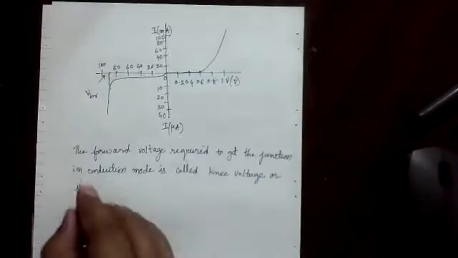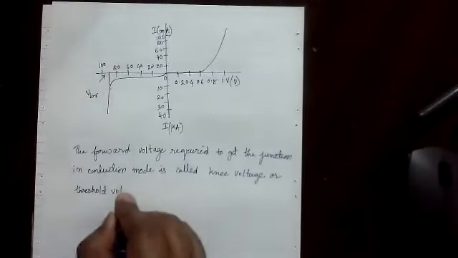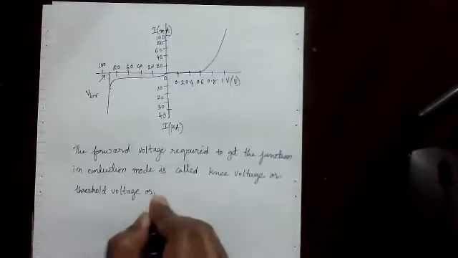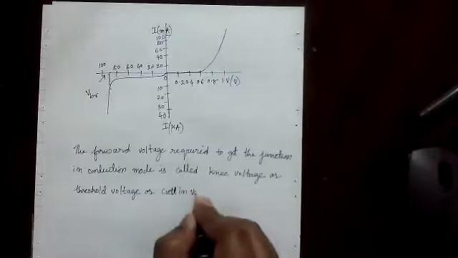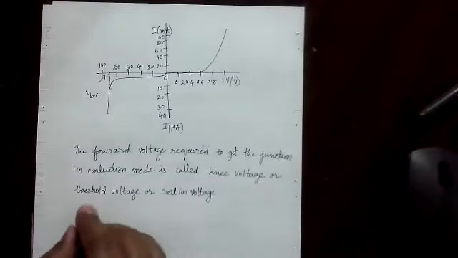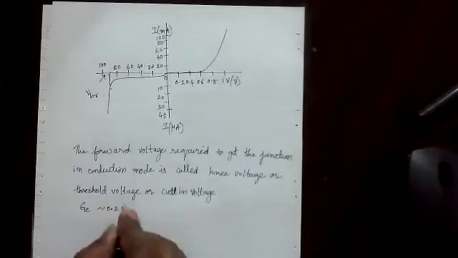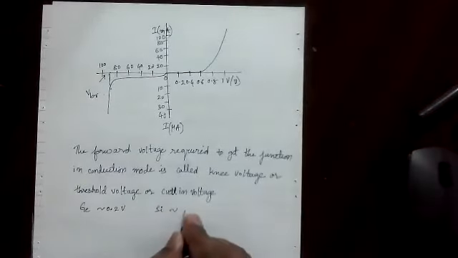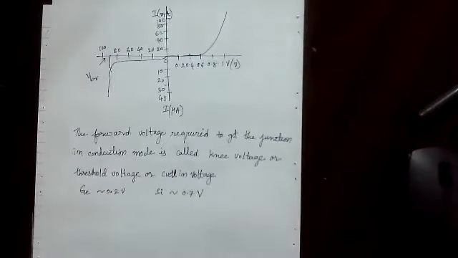Okay, knee voltage, or threshold voltage, or cut-in voltage. There are three names, different names for this. It is found that if the diode is made up of germanium, it is approximately 0.2 volts, and for silicon it is approximately 0.7 volts.